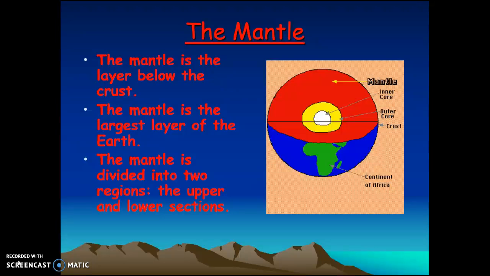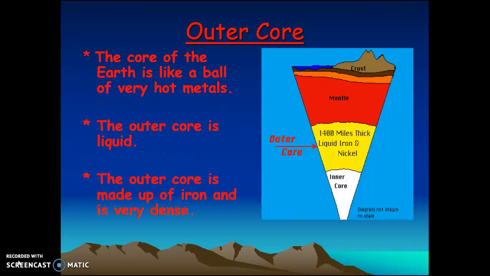Next is our mantle. The mantle is pictured in red on the screen. The mantle is the layer below the crust. It takes a long time for us to dig to get to the mantle. The mantle is going to be the largest layer of the Earth. The mantle is divided into two regions. Those regions are going to be the upper and lower sections. And we'll talk a little bit about those later. Also, the mantle is going to contain convection currents, which we'll go into more detail later.